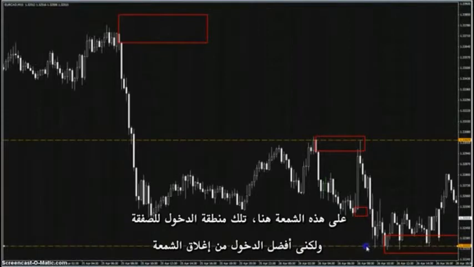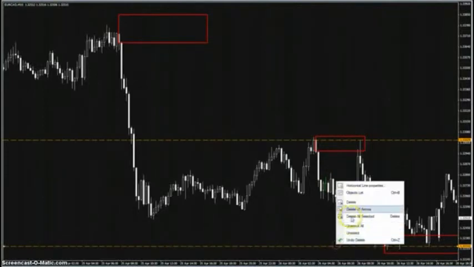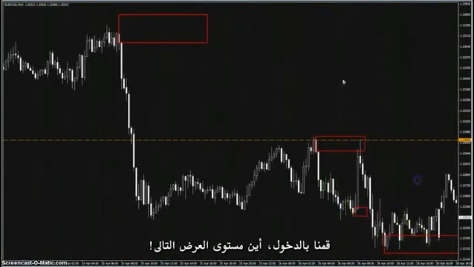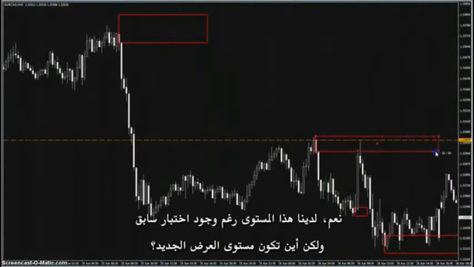It's kind of up to you when you want to take it. Typically, I like to do the close of the candle right there. So I would get in about right there. Okay? So you get in there. Now, where's our next supply level? Well, yes, granted, we do still have this supply level. It is still active, although we do have a test. But where's the new supply level that formed?